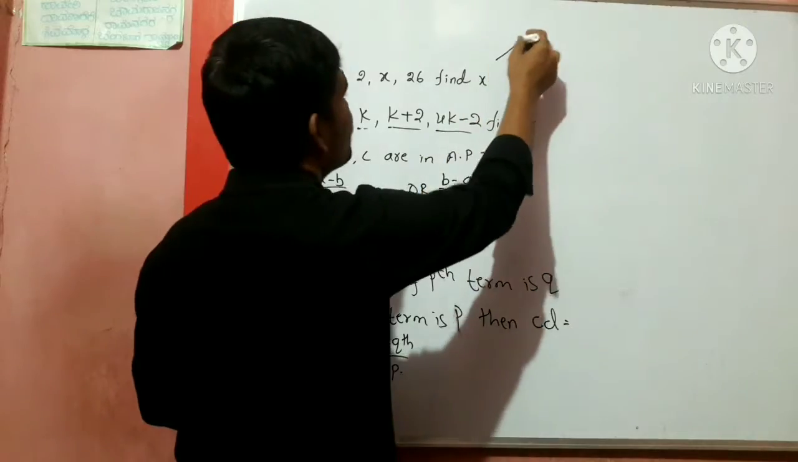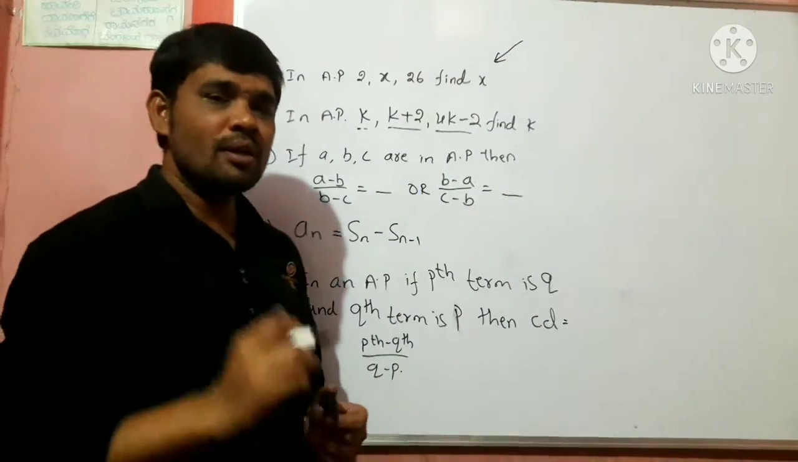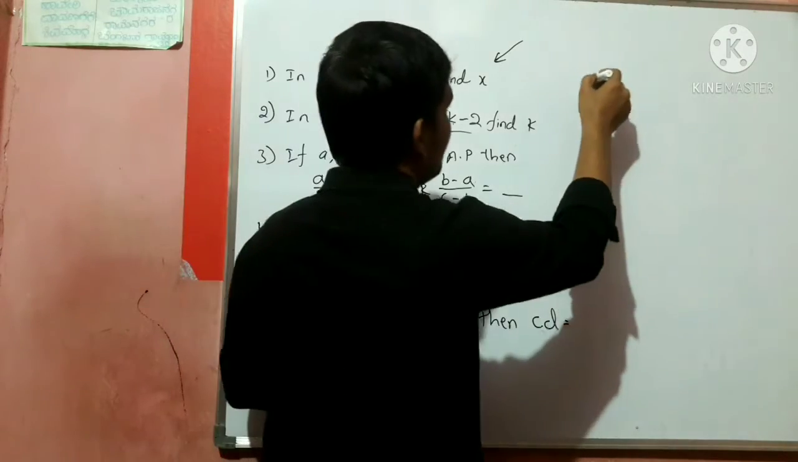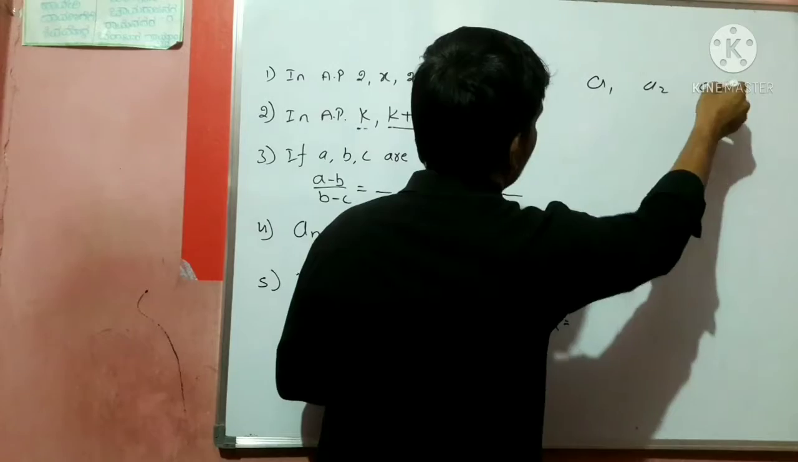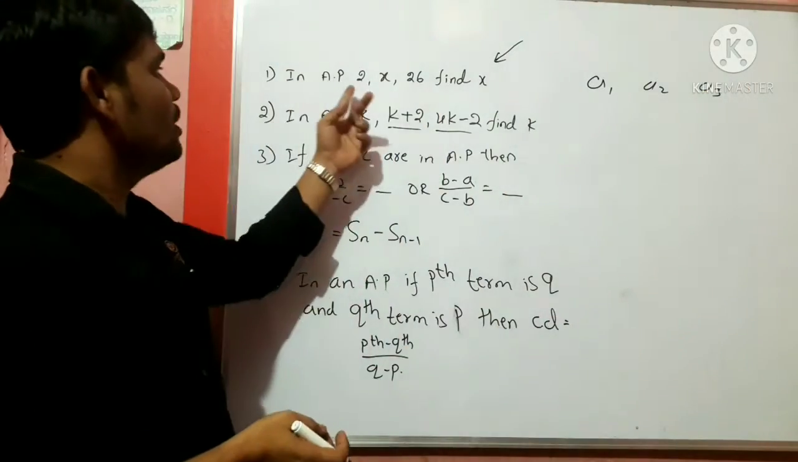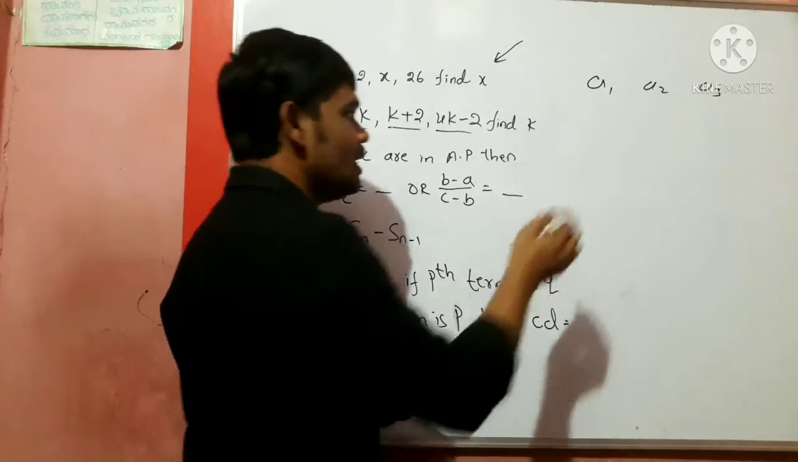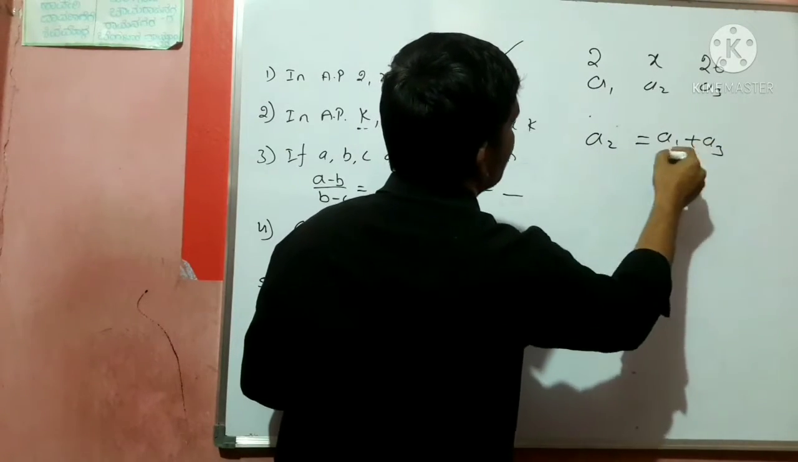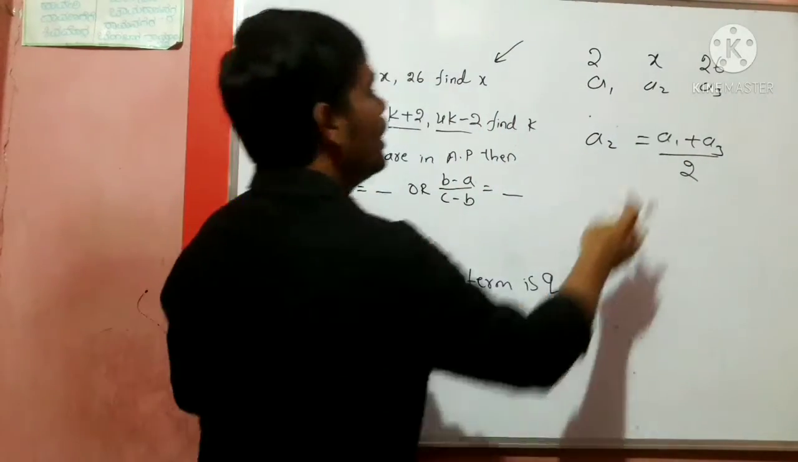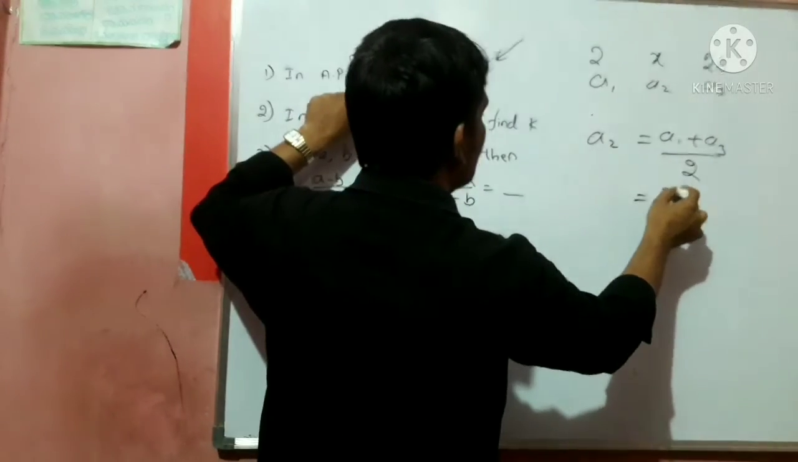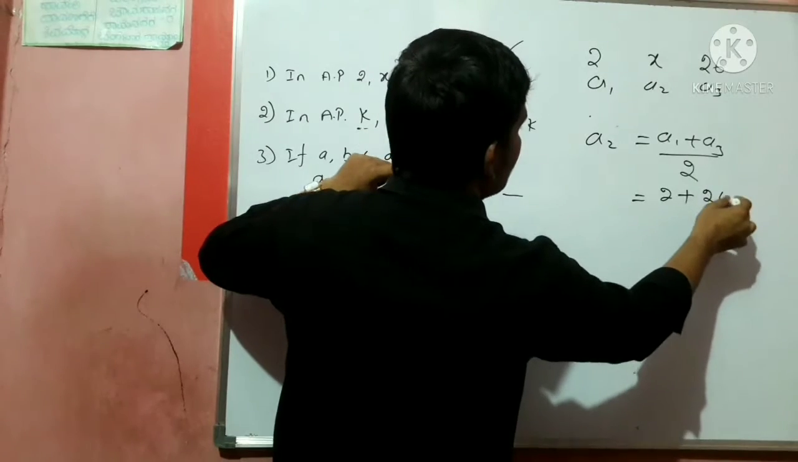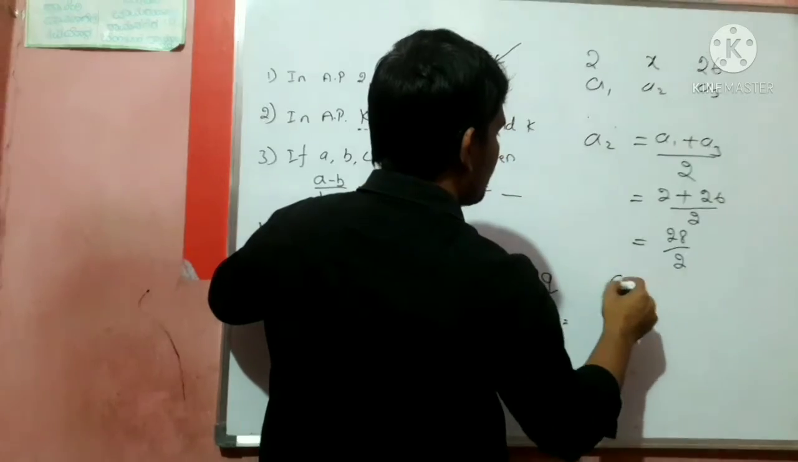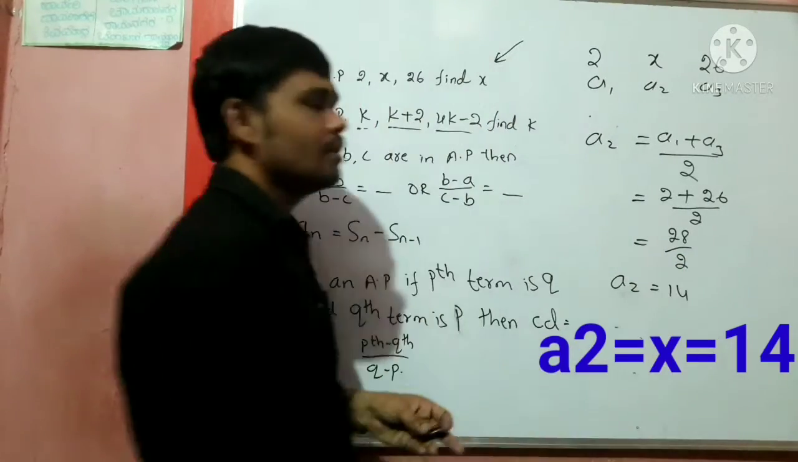This is a common question that they have asked many times as a 1 mark question or in a multiple choice question. We already know that if A1, A2, A3, three terms, are in AP, the middle term A2 is always equal to A1 plus A3 divided by 2. Now A1 is 2 plus A3 is 26, divided by 2, that is 28 by 2. Now A2 is equal to 14.